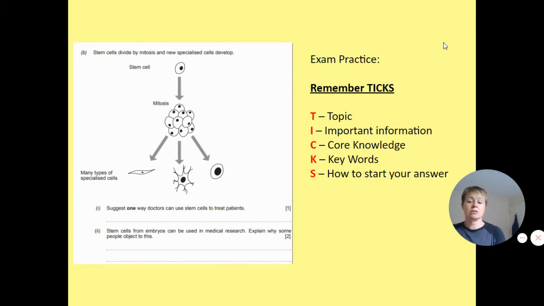Sorry, I said your next task would be the literacy task. I'd forgotten about this exam question. We'll do this first and then we will move on to the literacy task.